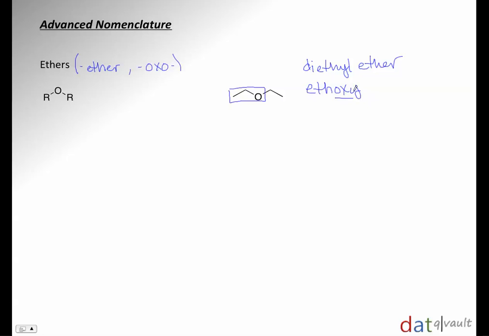This is where the oxy comes from. And then this substituent right here is just an ethane. So this could be ethoxyethane. So let's put another carbon off of this carbon right here. So we can name this one ethyl propyl ether, since we now have a propyl group over on this side, or we can name this ethoxypropane.